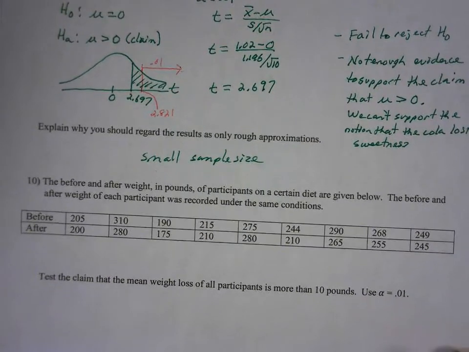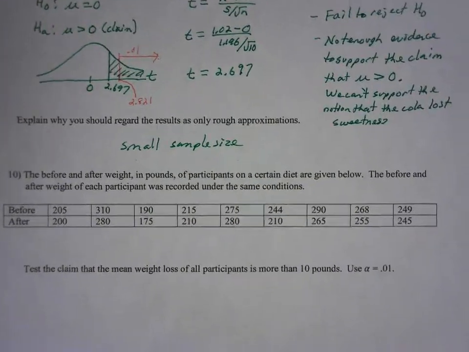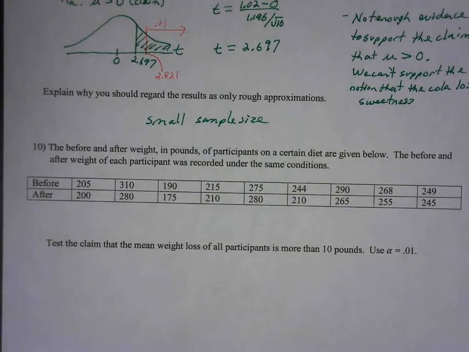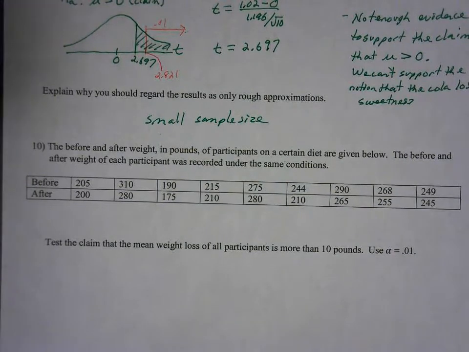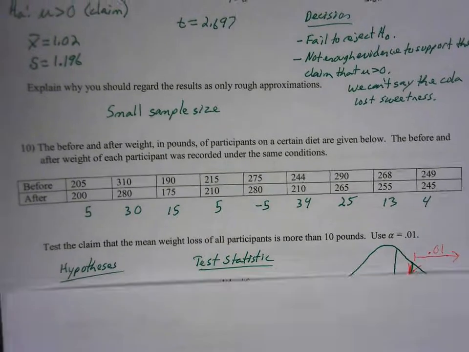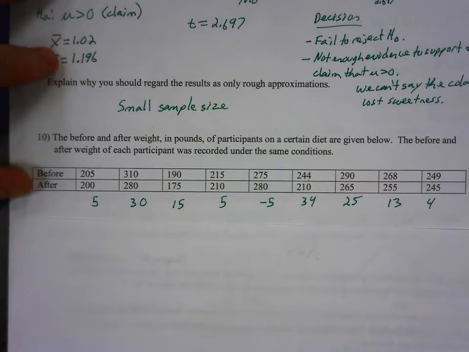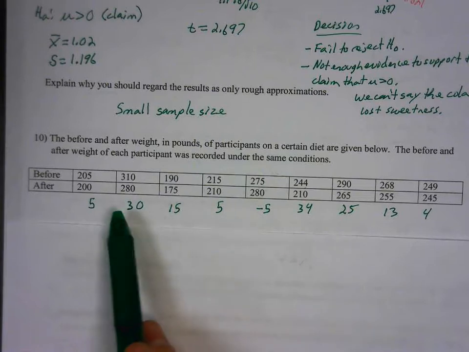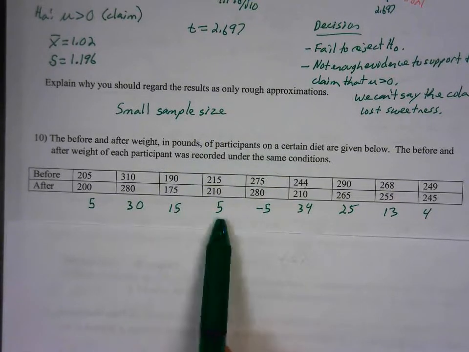Okay, number 10. Here's an example of a matched pairs where you're given the before and after weights of participants in a certain diet. So you have before and after weight. When you go through and actually calculate the difference for these matched pairs, you get 5, 30, 15, and so on. That's just the before minus after. So we have a set of data values 5, 30, 15, and so on.